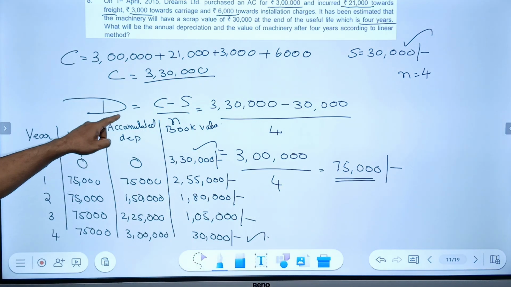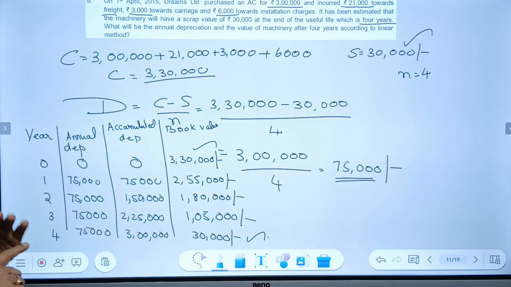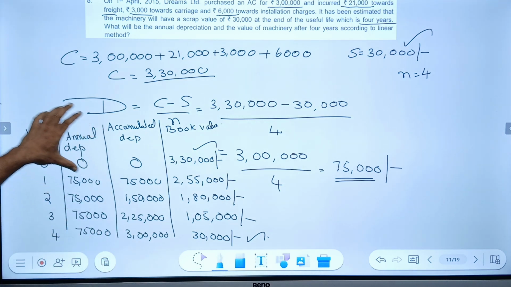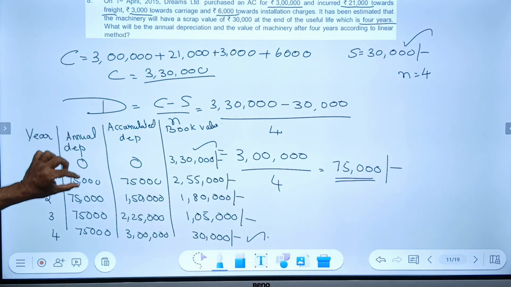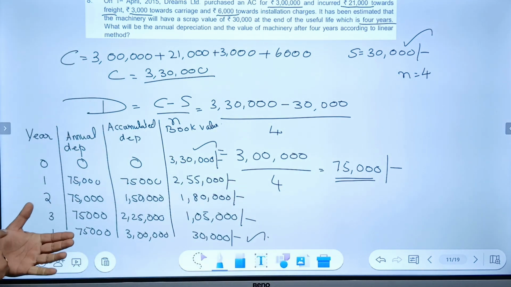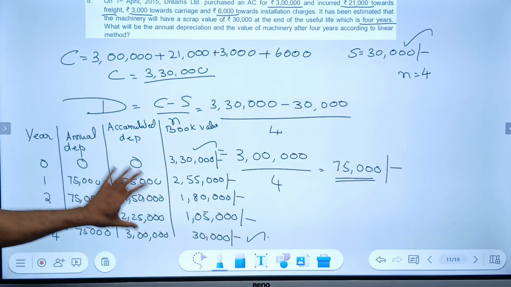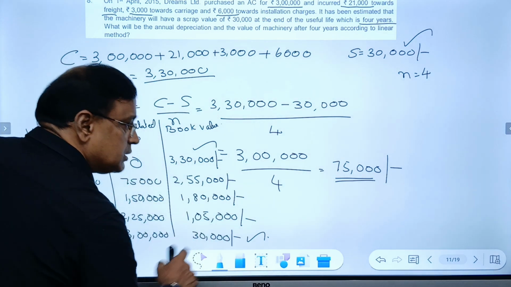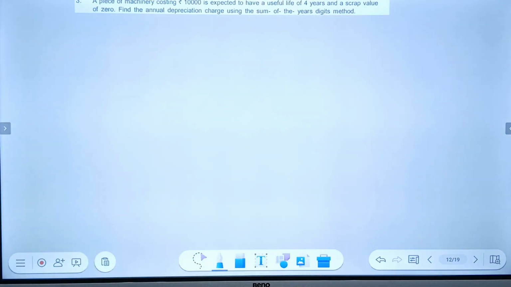Okay, and you got the accumulated. This is called the depreciation chart or depreciation schedule. Now this is how your depreciation works. Since the depreciation is uniform, that is why it's called linear, otherwise called the straight line method. I hope this is clear. If there's any calculation mistake, please correct it. Okay. Now no time to do that.